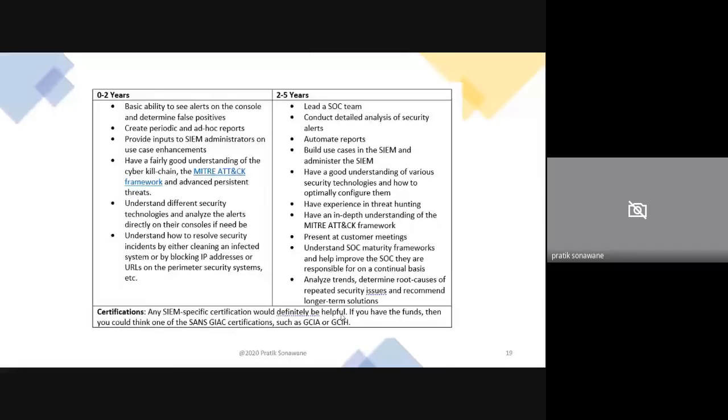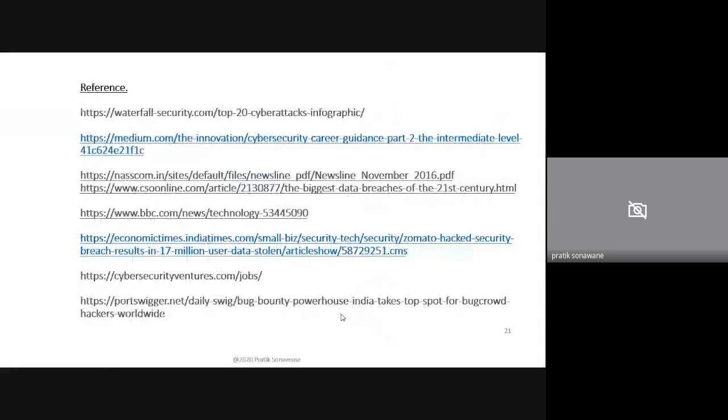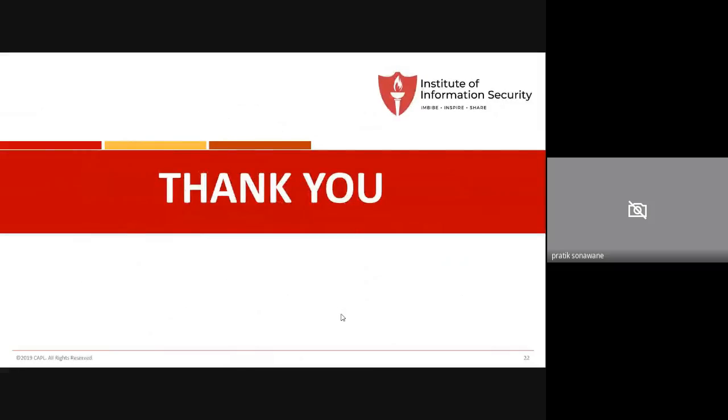In the SOC also, in case you're in the security operations center, there are certain things which you can learn over a period of time, and how you can move up the ladder to become a SOC head. I will be sharing this in case you want to revisit it. I'm not going into details because it is very early for you to get into the details of all this, but you can use it as an example and as a reference for yourself, of what all things can be done. These are certain references from where I have gathered certain data.